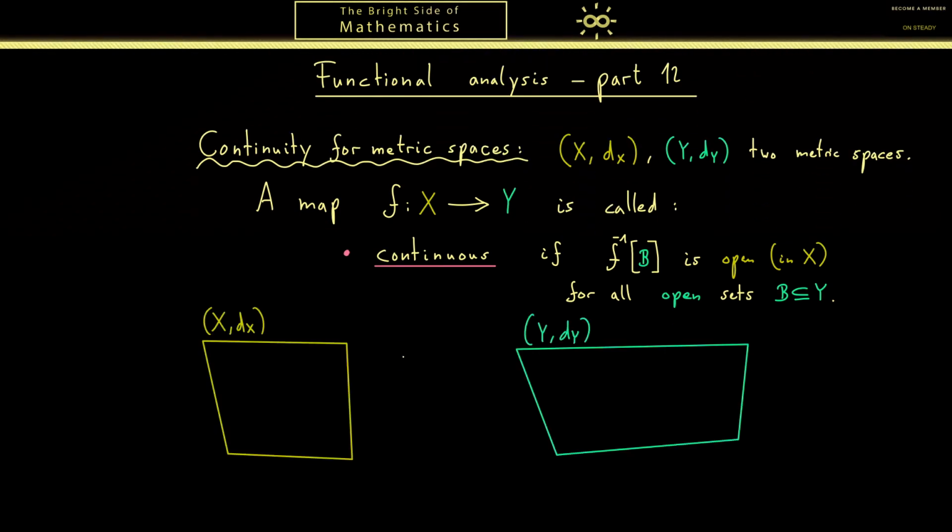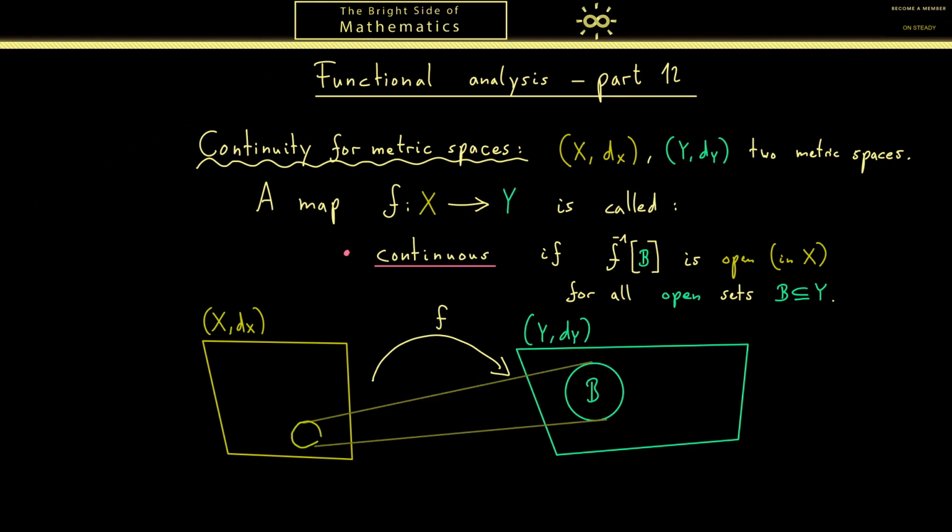So we have our metric space X on the left hand side, on the right hand side we have our metric space Y, and in between we have the map F. Now for any open set B in Y, we find the corresponding pre-image on the left hand side. Continuous means that if you start with an open set here, you also get an open set here. By thinking about boundary points, this means that if you don't have any boundary points in this set, you also don't have any boundary points in this set.